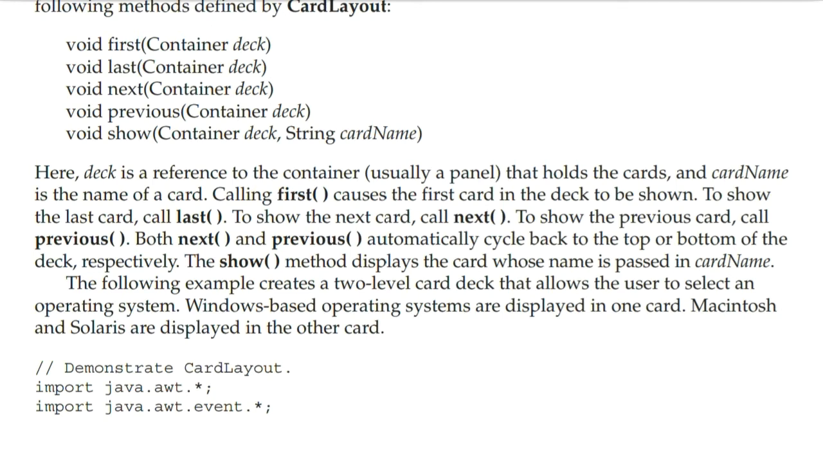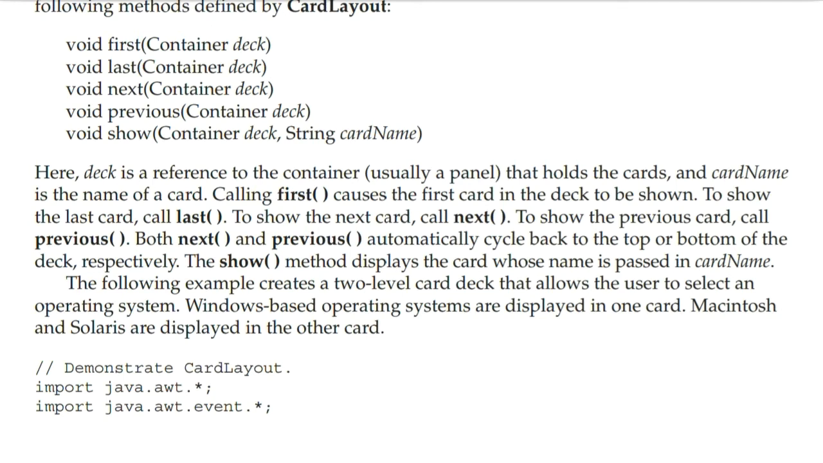Calling first causes the first card in the deck to be shown. To show the last card, call last. To show the next card, call next. To show the previous card, call previous. Both next and previous automatically cycle back to the top and bottom of the deck, respectively. The show method displays the card whose name is passed in cardName.